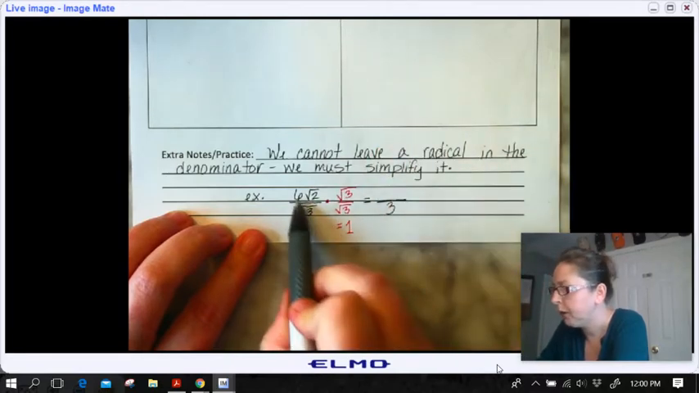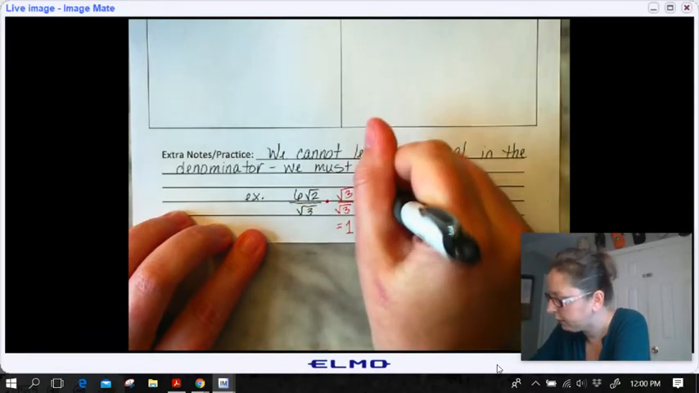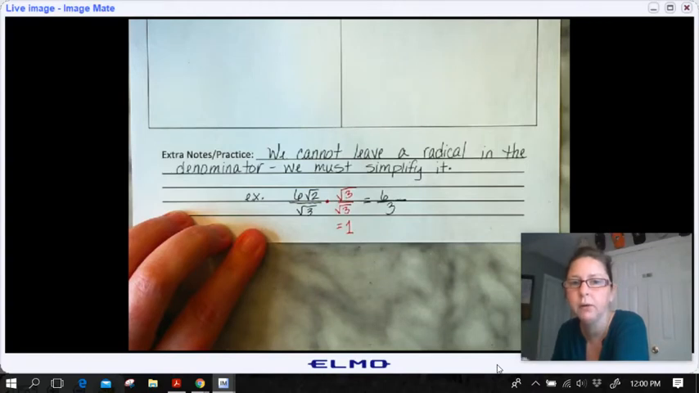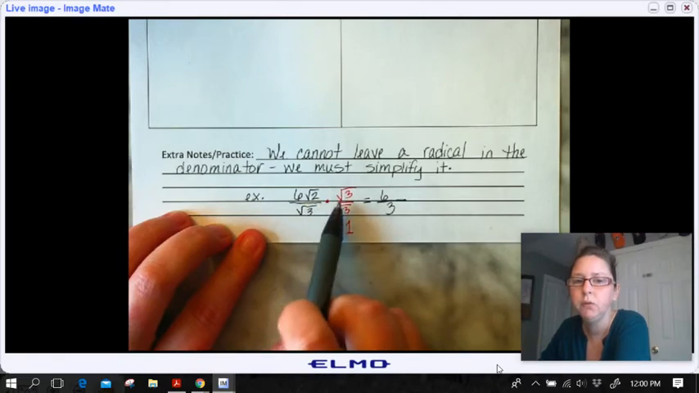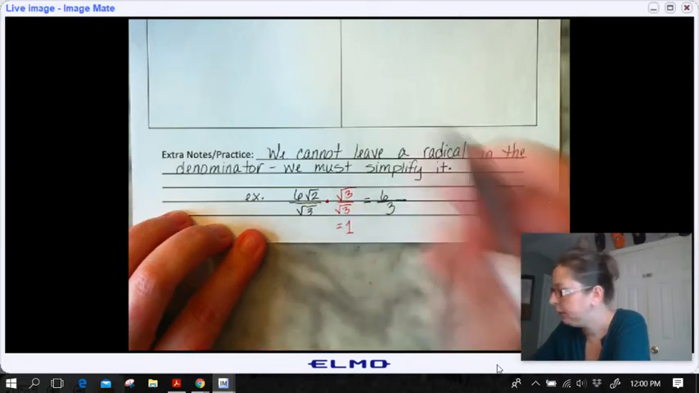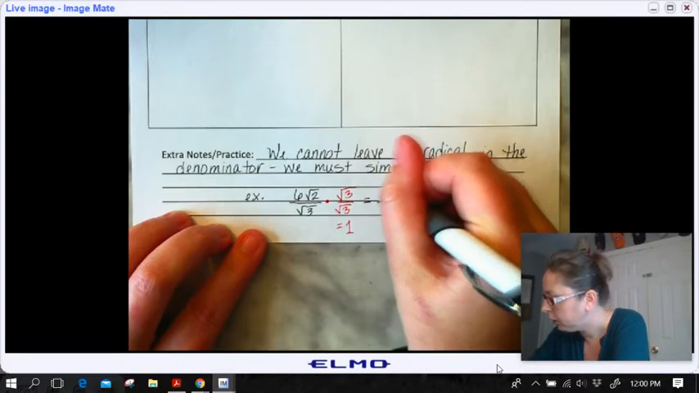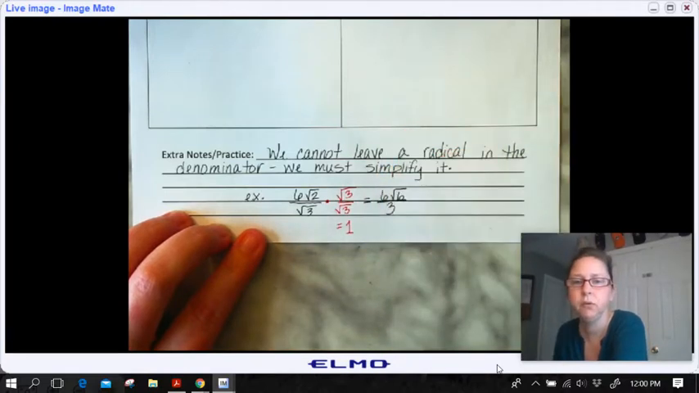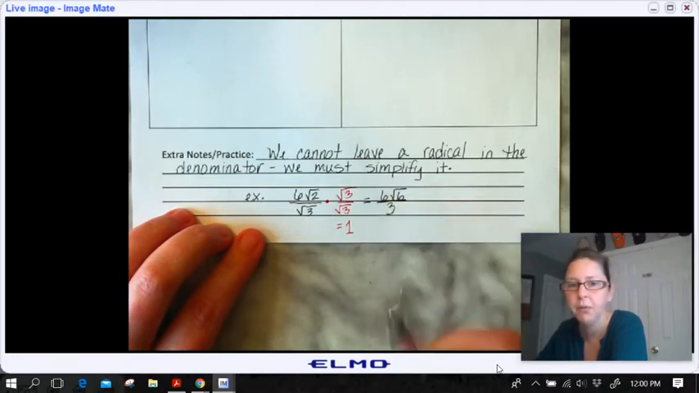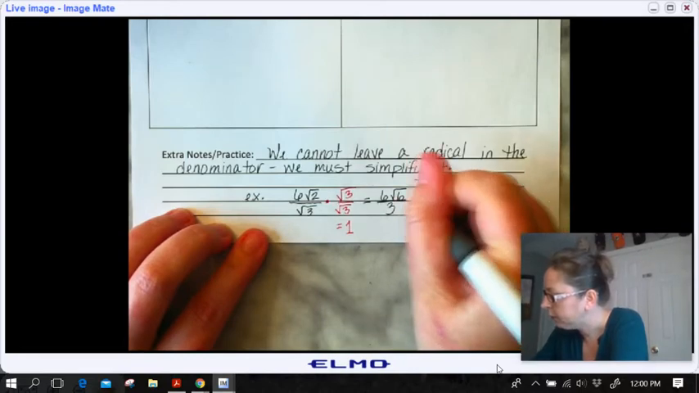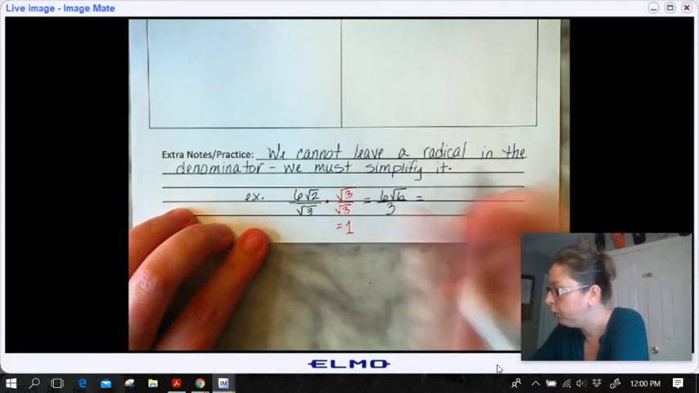Next, I need to multiply across the top. So I have a 6 times 1, which is 6. You multiply the numbers on the outside of the radical, and then you can multiply the two radicals. So the square root of 2 times the square root of 3 is the square root of 6. 6 square roots of 6, because 2 times 3 is 6. And then your last move, if possible, is we can simplify the 6 divided by 3. 6 divided by 3 is 2 over 1.